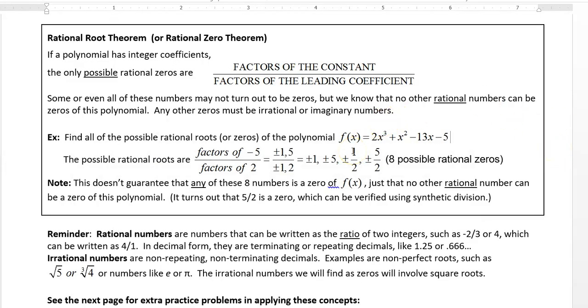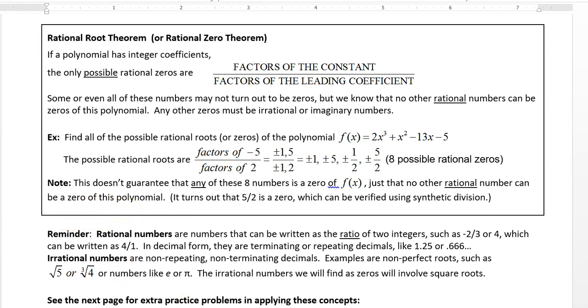So we have 8 possible rational zeros: positive and negative 1, positive and negative 5, positive and negative 1 half, or positive and negative 5 halves. And just to re-emphasize, remember that this doesn't guarantee that any of these 8 numbers is a zero of f of x, just that no other rational number can be a zero of this polynomial.